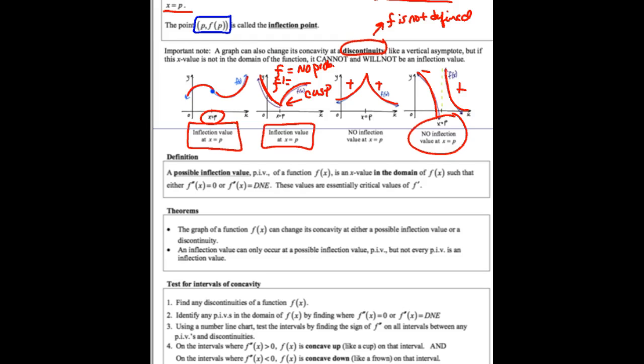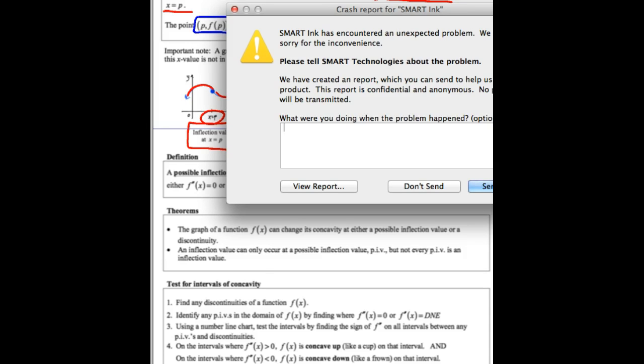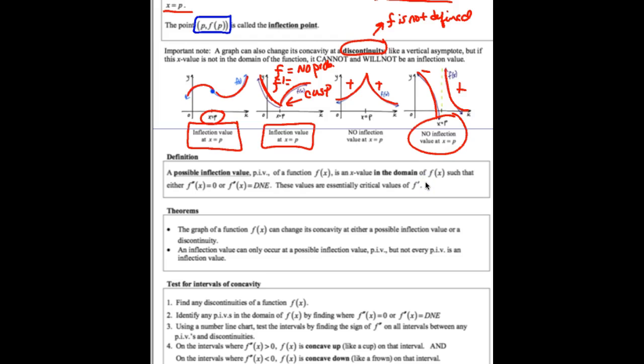So the formal definition of an inflection value is, whoops, sorry, I've got an issue on my smartboard. Just a second, I'm going to hit don't send and see if I can, okay, looks like we're good.